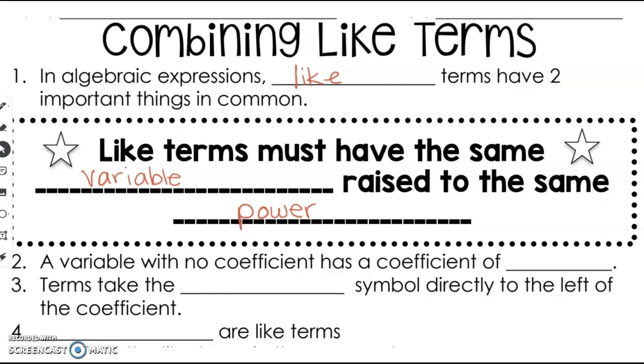A variable with no coefficient has a coefficient of 1. And terms take the operation symbol directly to the left of the coefficient. That means if there's a subtraction sign in front of a 1, that means it's a negative 1. Constants are like terms.